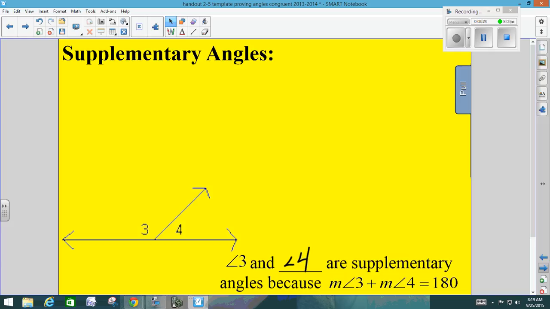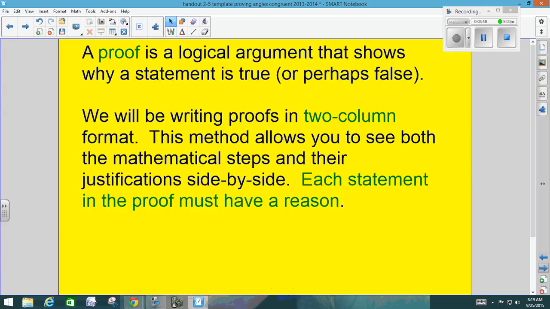Good. 3 and 4, adjacent or non-adjacent? What, Mason? Good, they're adjacent. They're next to each other. They're adjacent angles. Good. All right. So using complementary, supplementary, adjacent, vertical angles, we're going to be proving angle theorems today and using them.